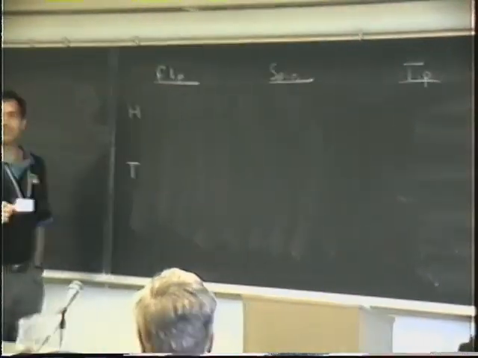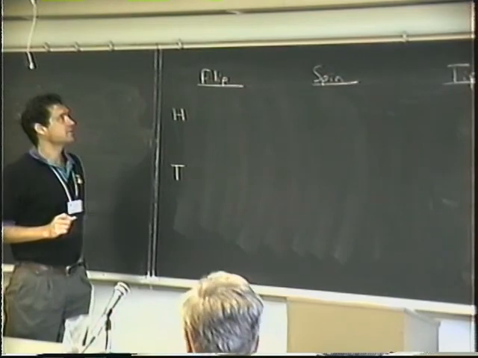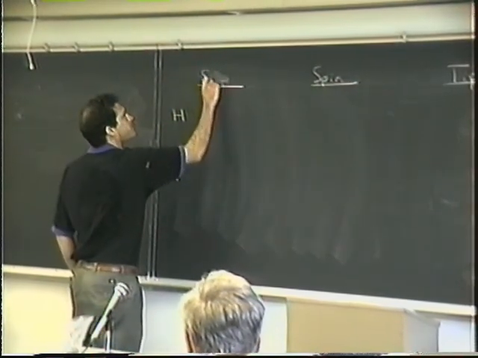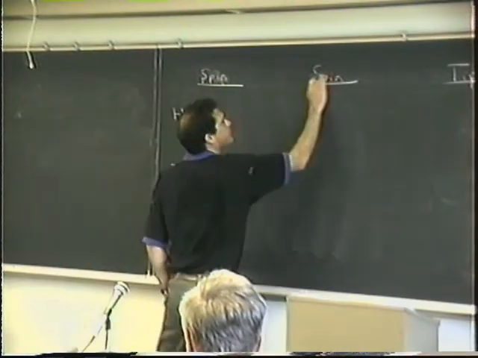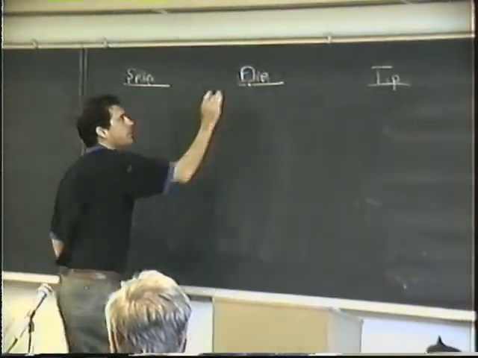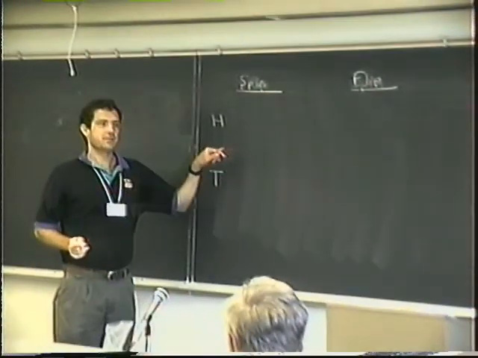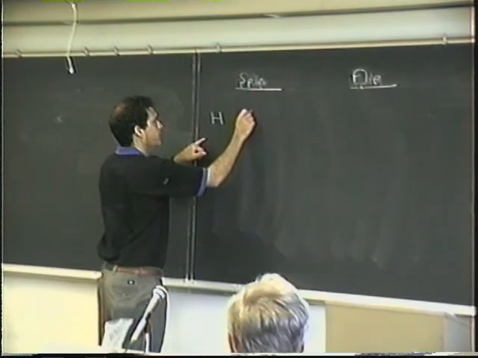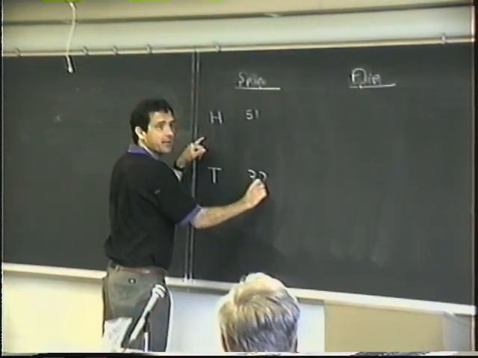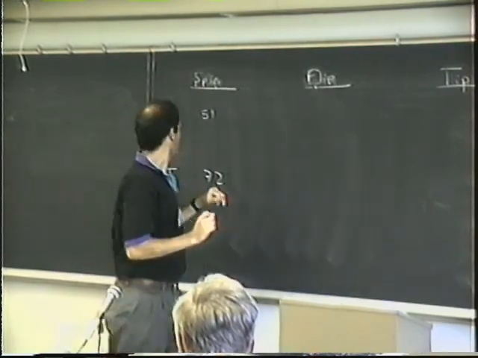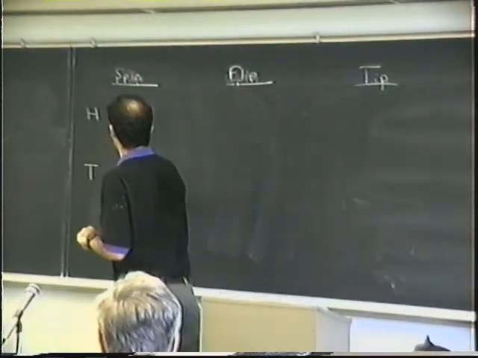Okay, let's see, I called it spin, flip, tip. The spins were number one, right? And flippers were two, so I should put it in that order. Spin, flip, tip. Okay, number of spinners. Who was the spinner? How many heads did you get? How many tails? Mark? Yeah, 51 heads, 72 tails. Is that added up for everybody? That's everyone. Okay, good.